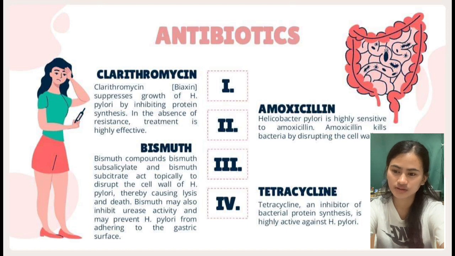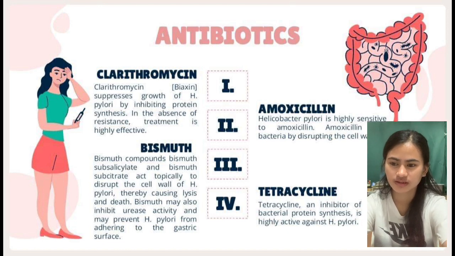So for the antibiotics, clarithromycin suppresses growth of the H. pylori by inhibiting protein synthesis, and in the absence of resistance, treatment is highly effective. And for the amoxicillin, Helicobacter pylori is highly sensitive to amoxicillin. So amoxicillin kills bacteria by disrupting their cell wall.